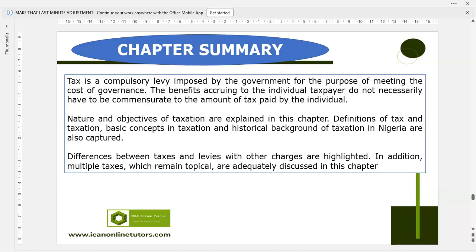The nature and objectives of taxation were explained. The basic concepts of taxation, classification of taxes, and the historical background of taxation in Nigeria are well captured in this class. Differences between taxes, levies, and other charges were highlighted. The justification of taxation and why taxes should be the most relevant source of revenue to the government was also discussed. Then lastly, we discussed the Nigerian tax system, where we looked at tax policy.